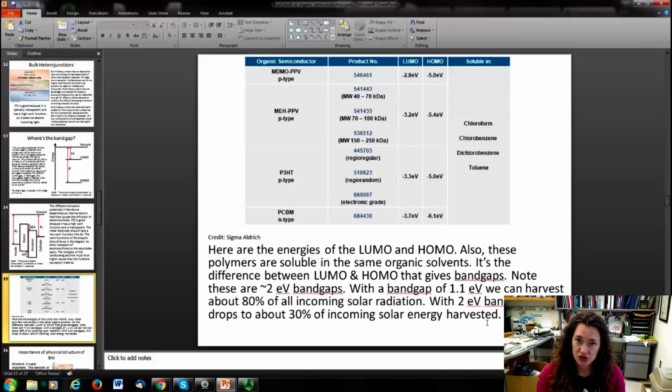Remember, E is equal to hf, or hc over lambda, for a photon. And so if you have a lower band gap, then you can capture more of the radiation coming from the sun. But with a 2 eV band gap, it's a little bigger. This drops to about 30% of that incoming solar energy that's harvested. Okay.